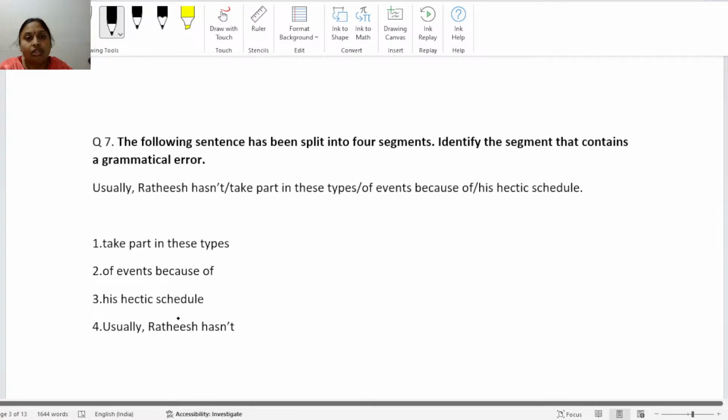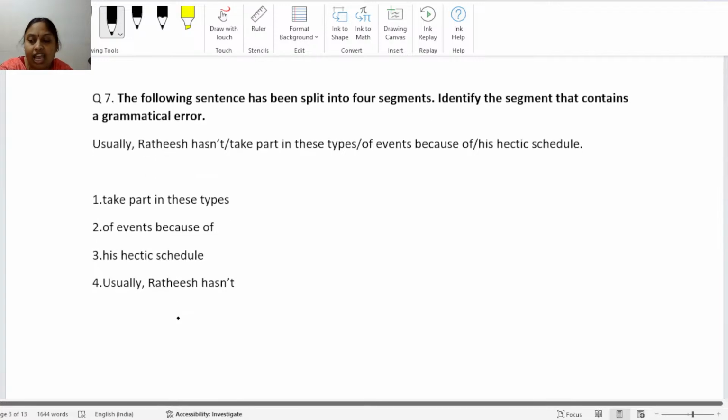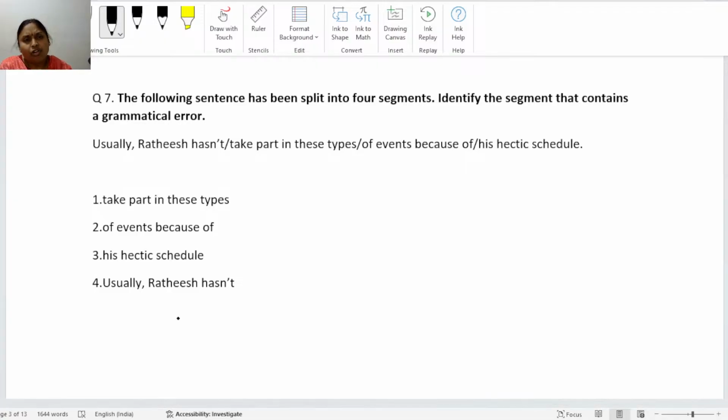Seventh question. The following sentences have been split into 4 segments.